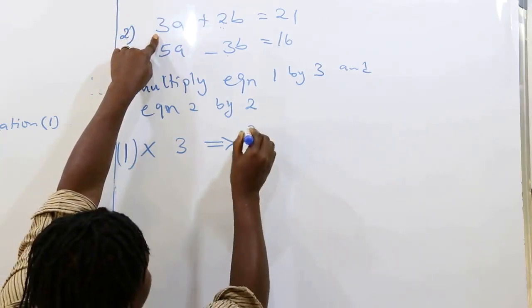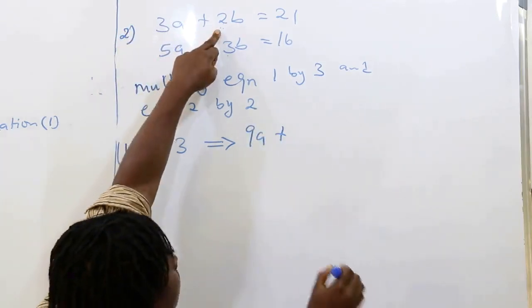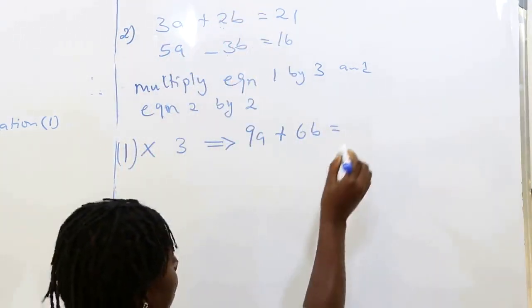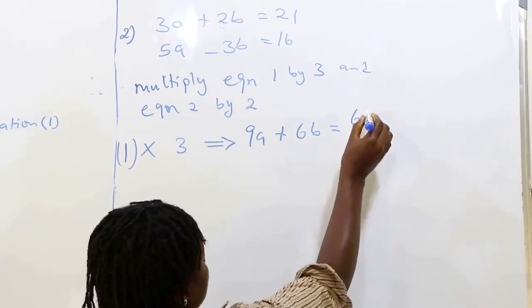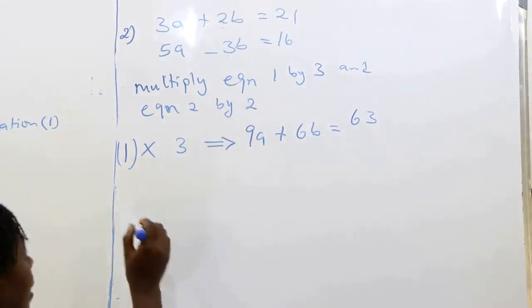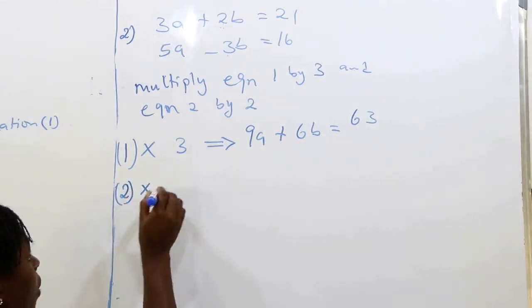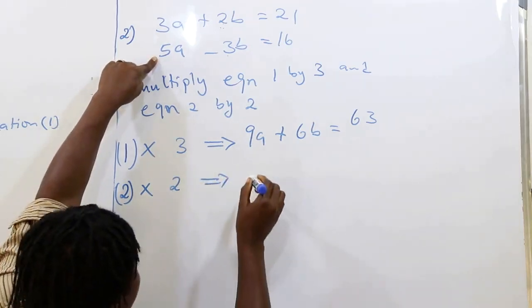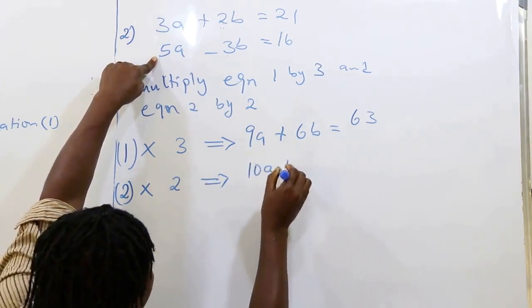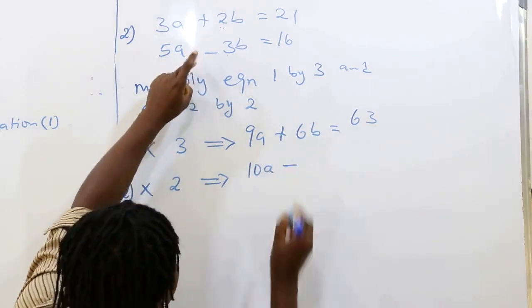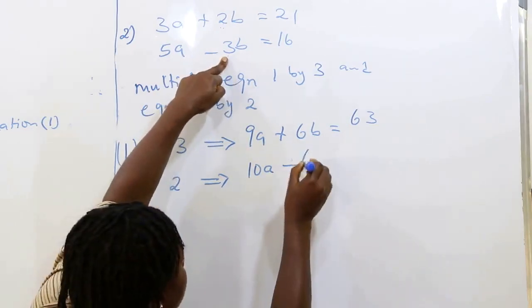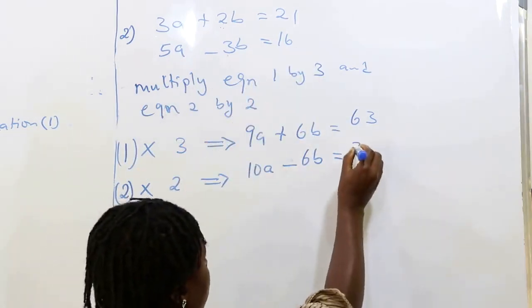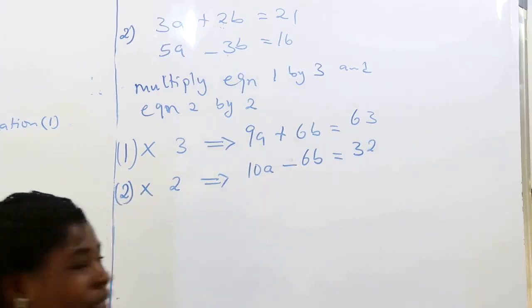3 times 3 here will give us 9a, plus 3 times 2 here will give us 6b, is equals to 3 times 21, which will give us 63. Then equation 2, we multiply by 2. 2 times 5 here will give us 10a, minus 2 times 3b here will give us 6b, is equals to 2 times 16, which will give us 32. So this is what we have.